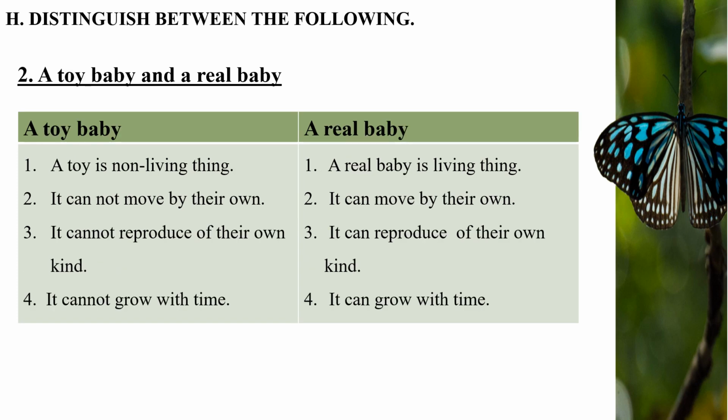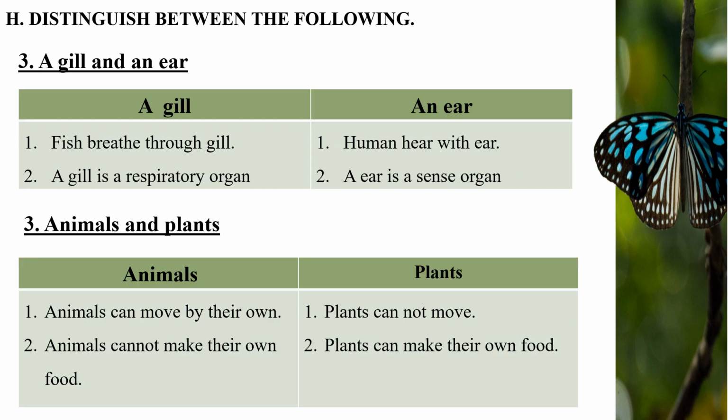Second, a toy baby and a real baby. A toy is a non-living thing. A real baby is a living thing. A toy baby cannot move on its own. A real baby can move on its own. A toy baby cannot reproduce its own kind. A real baby can reproduce its own kind. A toy baby cannot grow with time, but a real baby can grow with time.